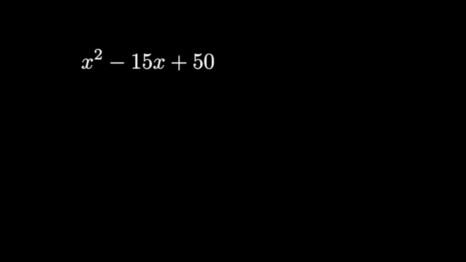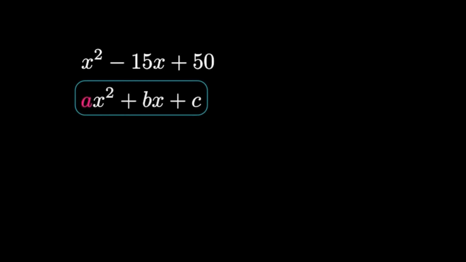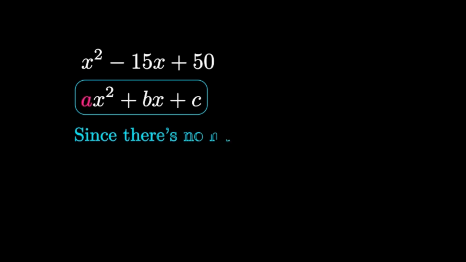So what we want to do is look at the thing in front of the x squared. Every time you try to factor a trinomial, this is what you want to look for. This is the easiest way to factor. So I'm looking at the a, and since there's no number in front of the x squared, that means that a is equal to 1. Now that's important because if you're going to try this method, a has to be 1.